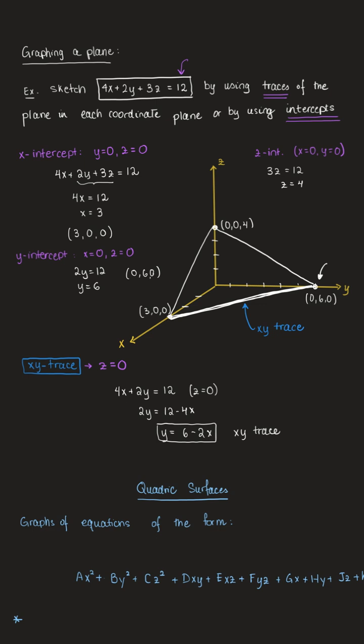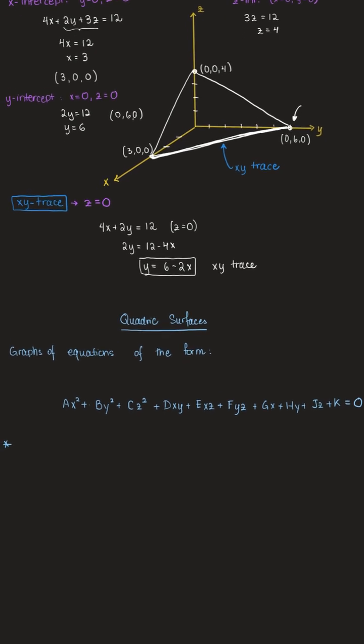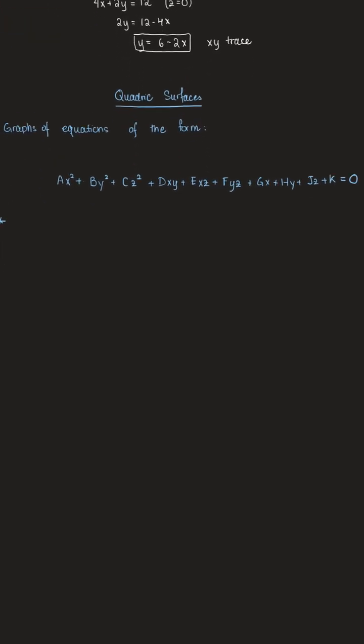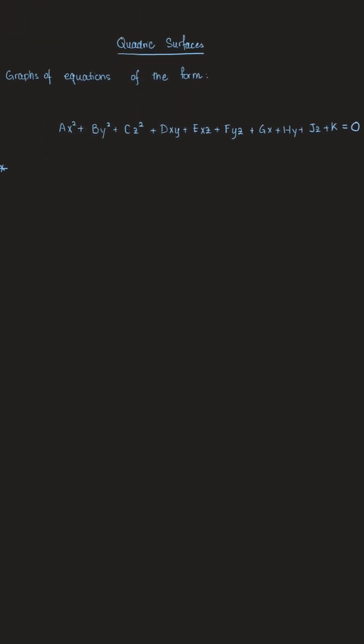And the last thing I'm going to discuss in this video, just to set us up for the next videos, is the meaning of a quadric surface, or at least an introduction to what a quadric surface might be. So quadric surfaces are graphs of equations that have the form that I've written below. What I want you to notice about this form is that all of this can be thought of as f of x, y, z equals 0. So it's a surface in space.